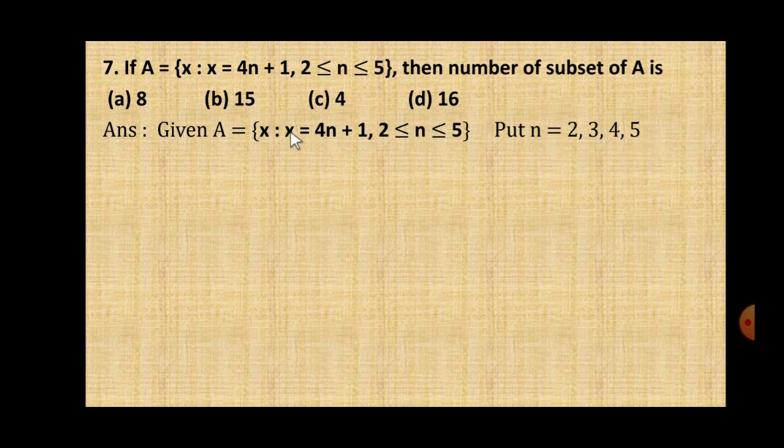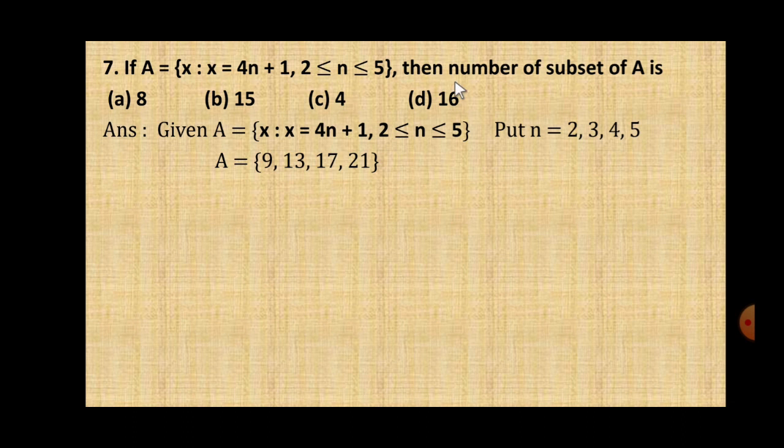Now by using this, find out the set A. Put n equal to 2 first to get the first element: 4 into 2 is 8, plus 1, the first element is 9. Next put n equal to 3: 4 threes are 12, plus 1, we get 13. Similarly, 4 fours are 16, plus 1, 17. Next 5 into 4, 20, plus 1, 21. So these are the total 4 elements in set A.